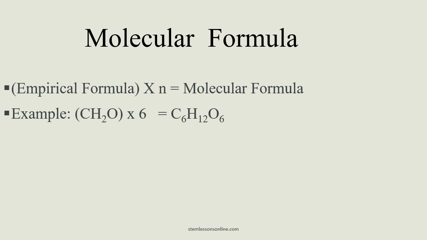So for example, the empirical formula is CH2O, and if the common factor for the subscripts were 6, we just multiply by that number and we will get the molecular formula. We are just doing the reverse. We had the molecular formula and found the common factor. We were dividing 6 over 6, 12 over 6, 6 over 6, and getting the empirical formula. Now we are doing the reverse.